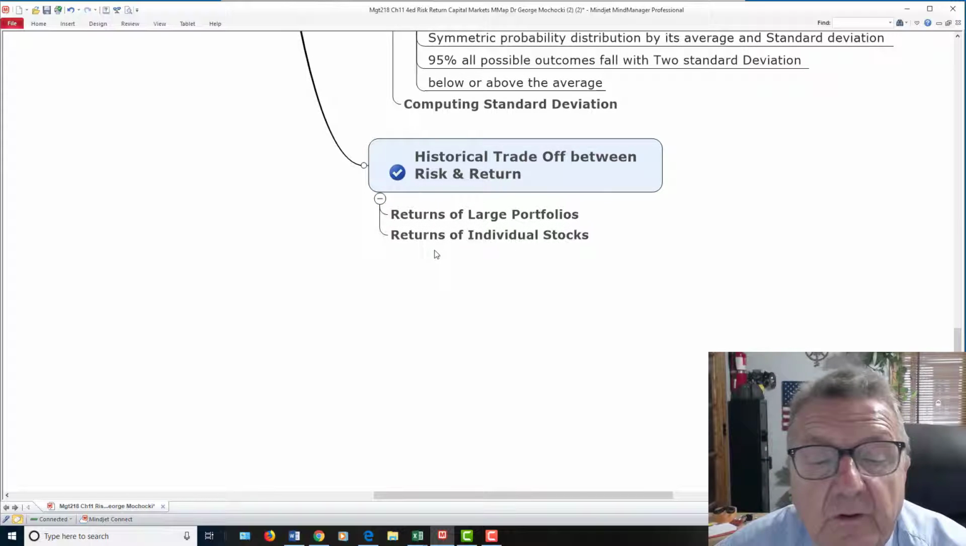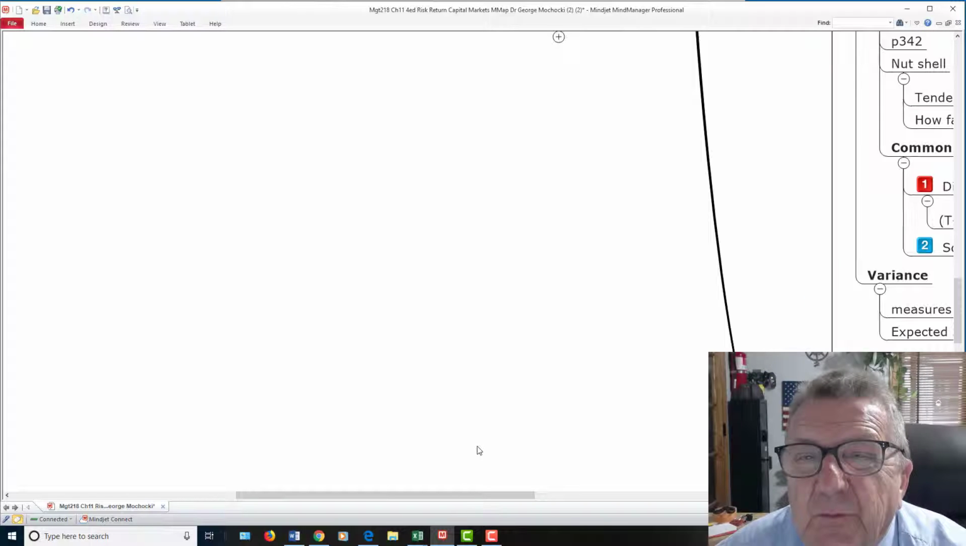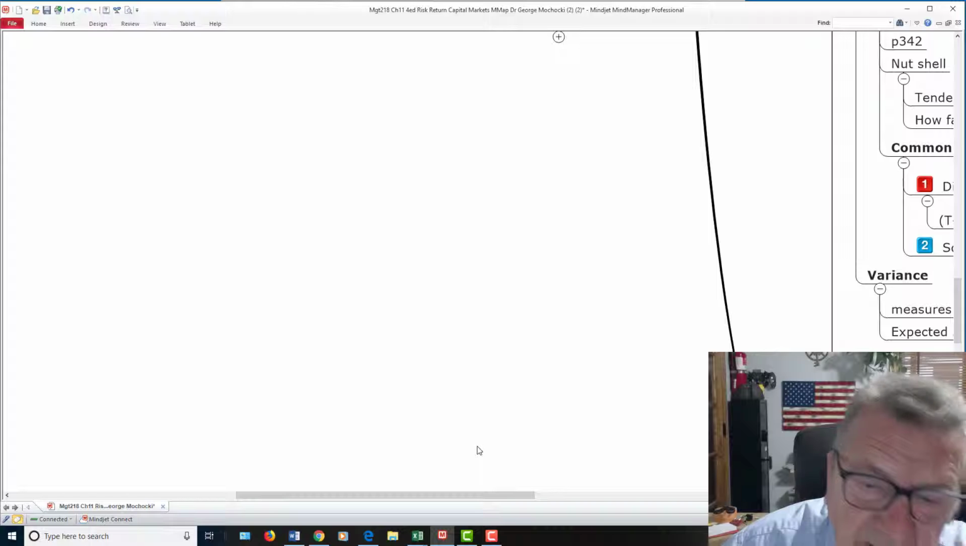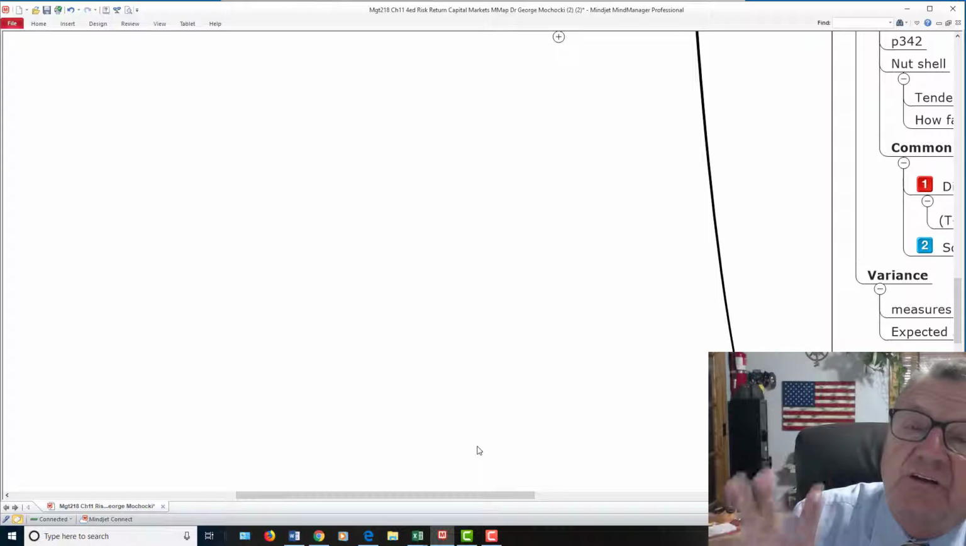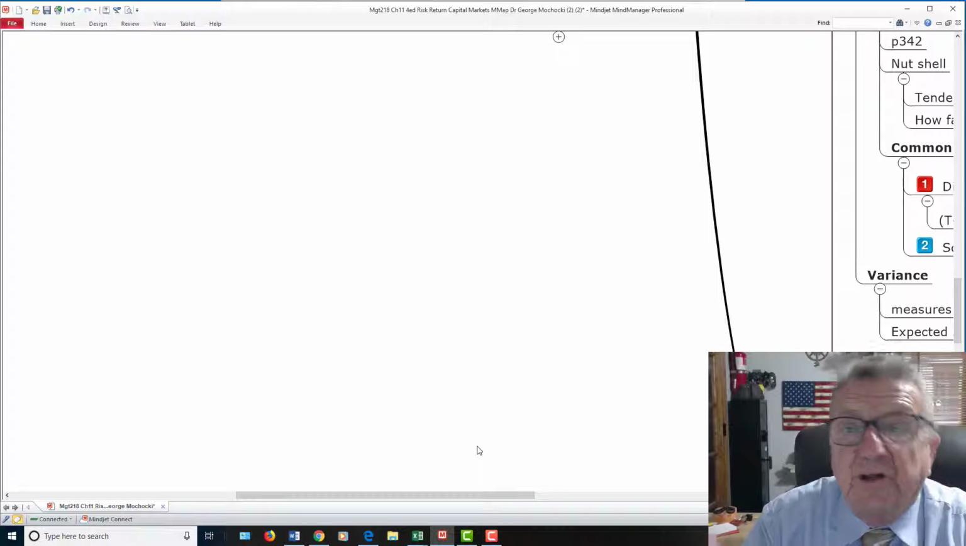Return of large portfolios, return on individual stocks. So you have to look at that, and you're looking at different ones. It's not that hard. Remember, when you're doing investments, you're looking at the industry overall, then you're looking at your particular stocks or investments within that industry. Or if you have a portfolio, then your risk is basically you've got the high risk, the low risk, and then you have an average.